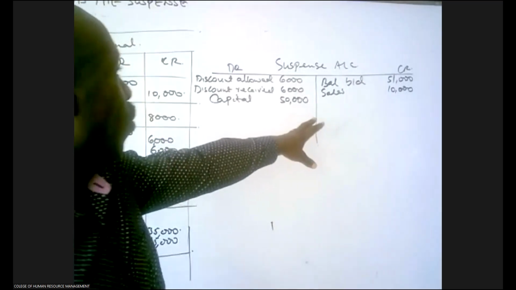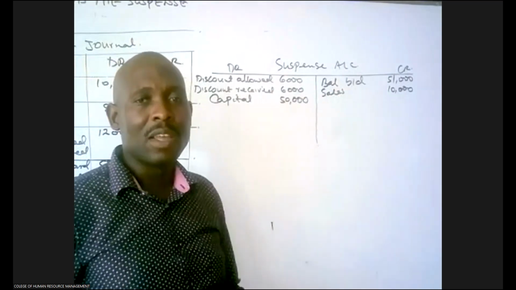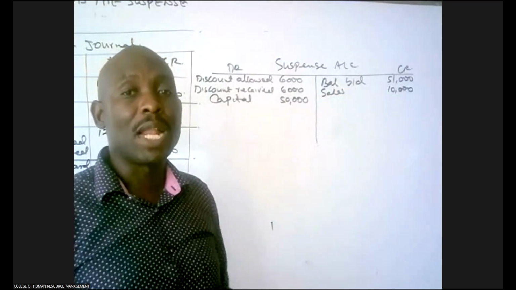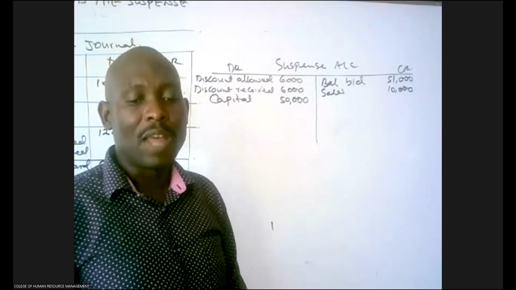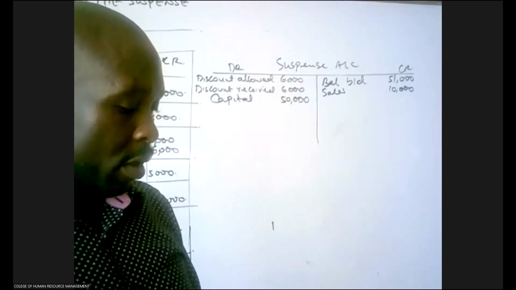But otherwise, when we are given the figure that is making the totals of the trial balance not to balance, that suspense account should balance on itself without having the balance carried down. That is all for that question.